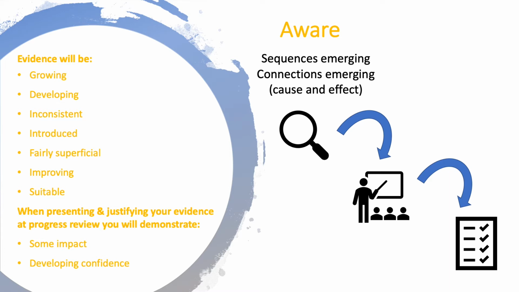And I guess at progress review stage, the helpful words in the list there is that the student teacher will be able to demonstrate some impact. So we've moved from no impact to some impact, and also developing confidence when they're justifying the evidence used to support their self-assessment judgments. So looking at what the evidence might look like at this stage, we can use words like sequences of evidence to describe it. So we can see that starting to emerge.